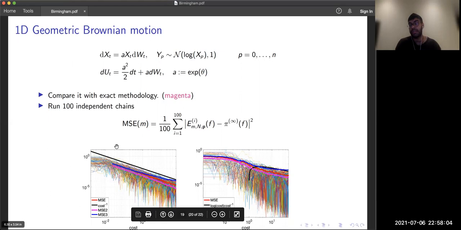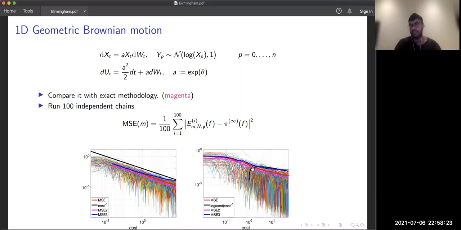So this is for the one-dimensional Ornstein-Uhlenbeck process. And for this, what we have instead is just the geometric Brownian motion with a slightly different rate that we're interested in, which is the subcanonical rate of the log cost to the -1. And as you can see, all of these procedures that I'm comparing, which is the MSE, the exact methodology, and the methodology that I presented in this presentation, all seem rather consistent with the geometric Brownian motion case.